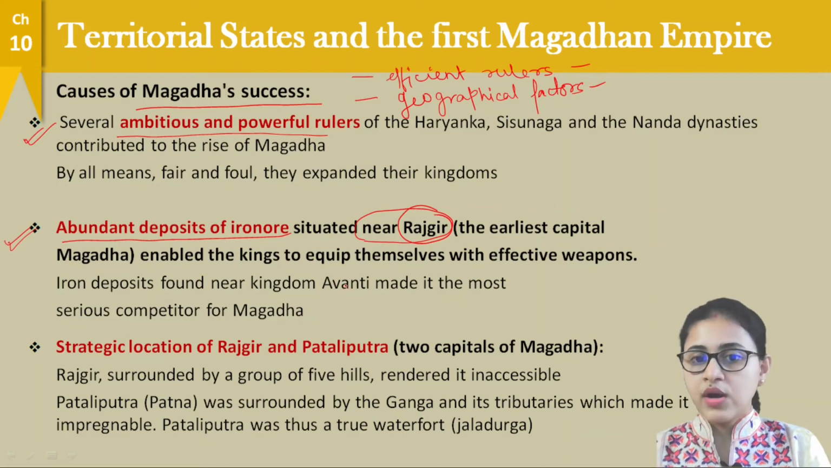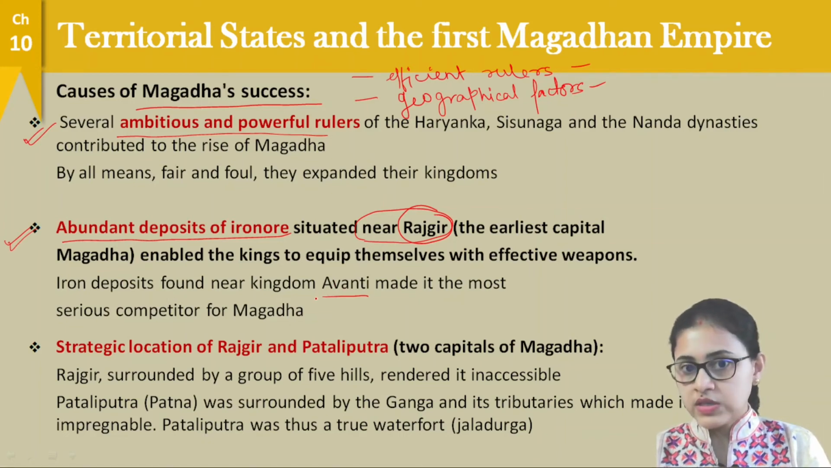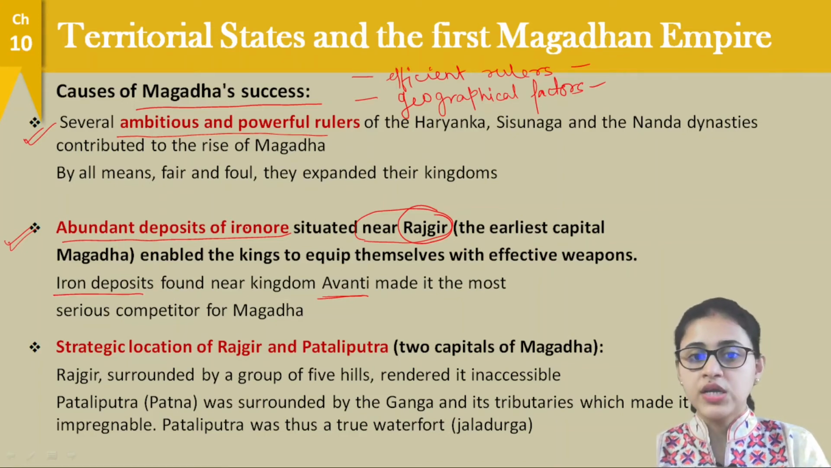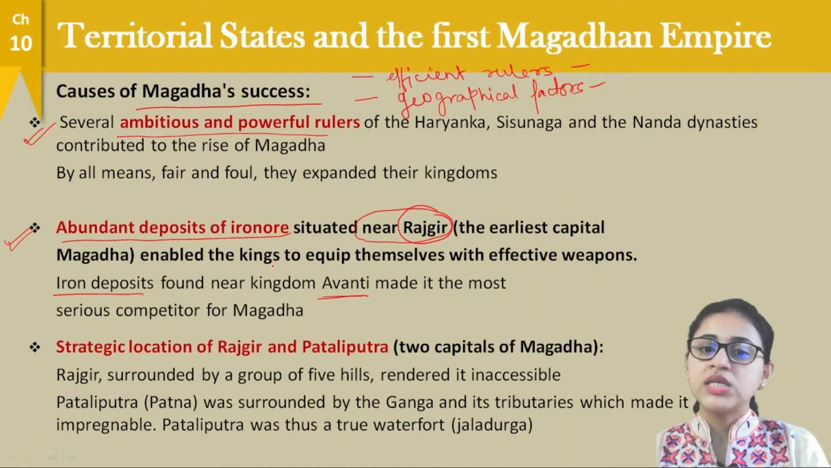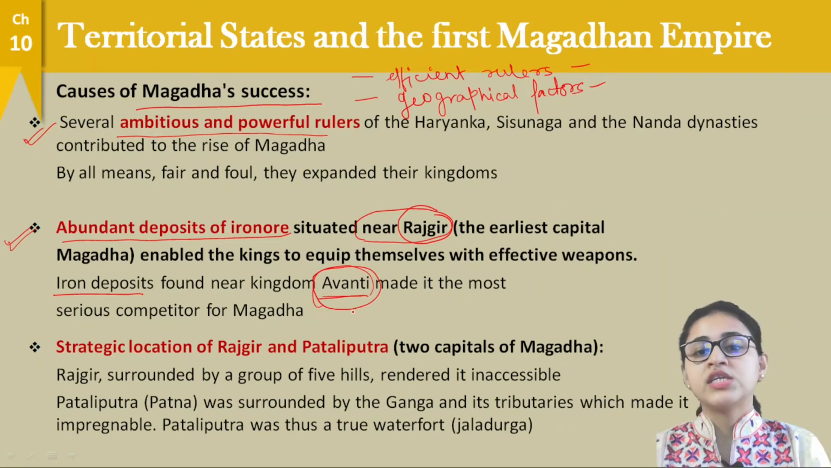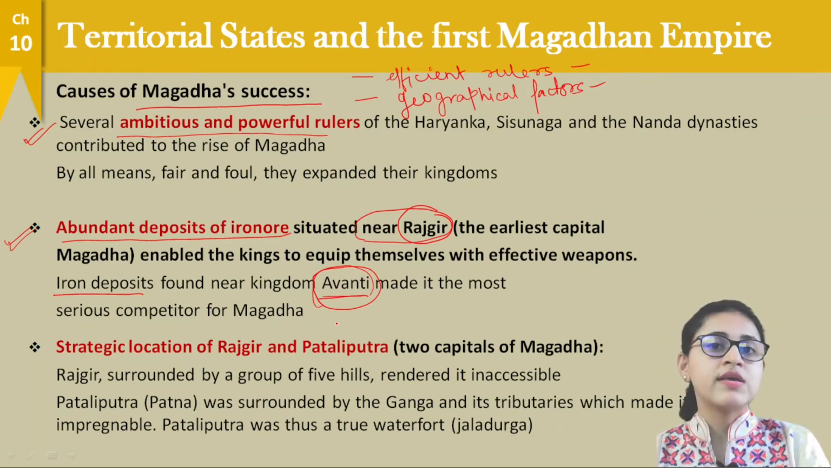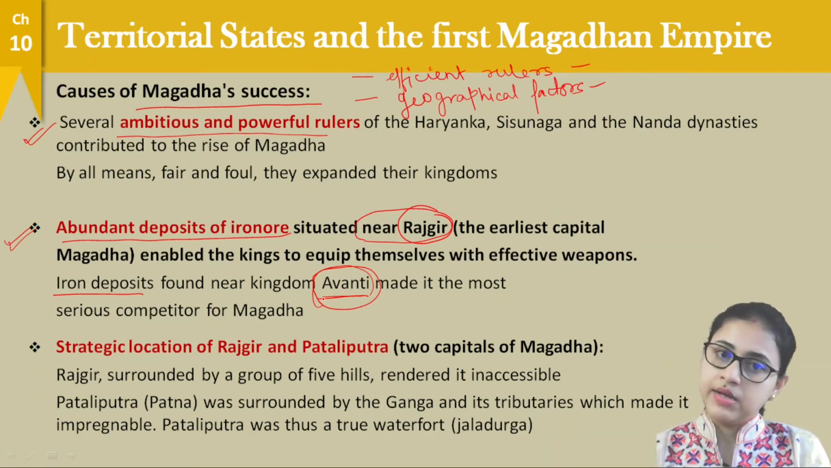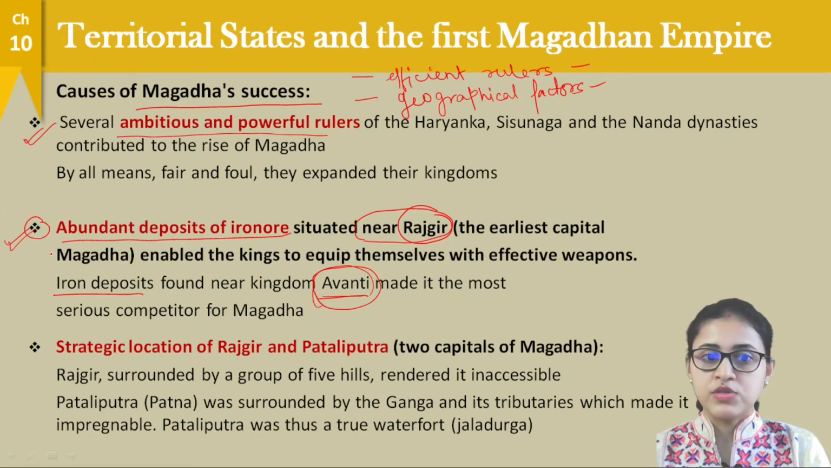Now, we have already discussed that the kingdom of Avanti came out to be the most serious or most powerful rival of Magadha, right? That also I said we will discuss later. So here is another point. Iron deposits are found near Rajgir, and iron deposits are also found near the kingdom of Avanti. This benefited Avanti, and therefore Avanti also used iron weapons. It also emerged as the most serious competitor for Magadha, right? So the second cause is abundant deposits of iron.